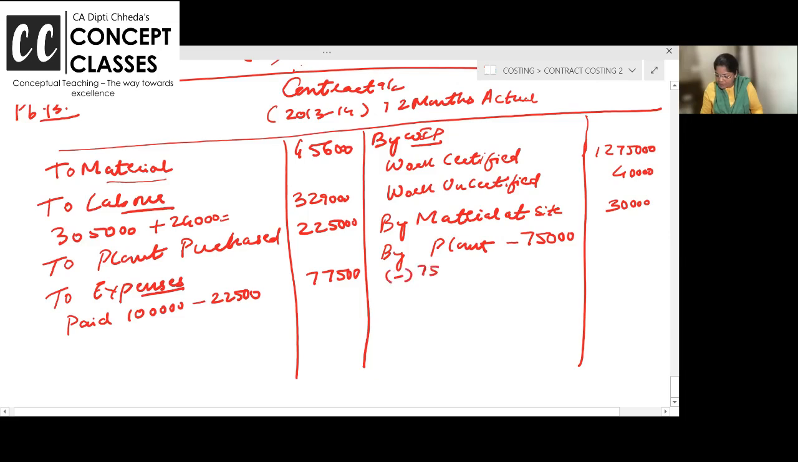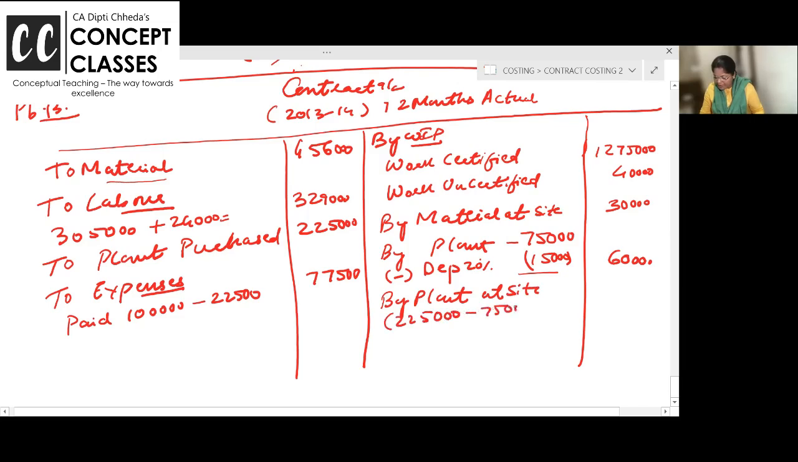So depreciation is 20%, 15,000. So 60,000. Now look at this. Plant came at 75. It is going at 60. Obviously 15,000 depreciation has come. Now remaining plant is still at site. अभी भी पड़ा है site पे.